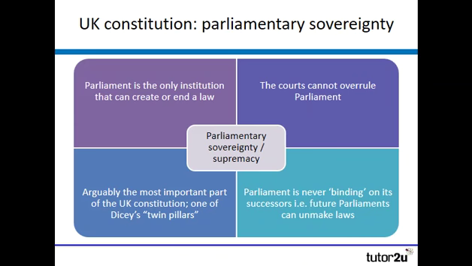Furthermore, Parliament is never binding on its successors. One Parliament can never restrict the actions of a future Parliament. Any future Parliament is able to unmake the laws. For example, the 1972 European Communities Act, introduced by the Heath Conservative government, is being undone via the Great Repeal Bill following the referendum on Brexit in 2016.